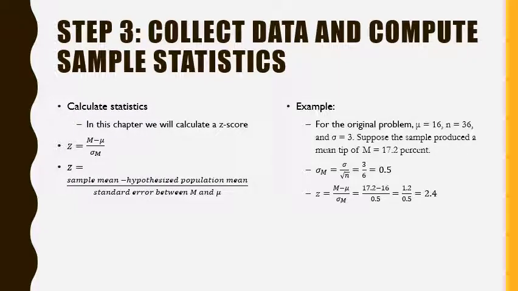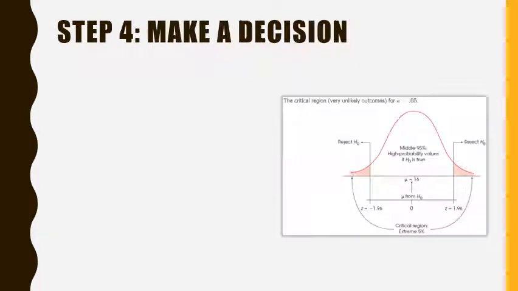So in this example, let's say for the original problem, the mean was 16% for the tip rate. Let's say we had 36 people in the study with a standard deviation of 3. Well, suppose the sample produced a mean tip of M equals 17.2%. Let's see if it's different or not. So you're going to compute the standard error. You should get 0.5. And then you're going to compute the z-score. Filling in what you know, you're going to get a z-score of 2.4. So that's step 3. You simply do the calculations. You calculate z.